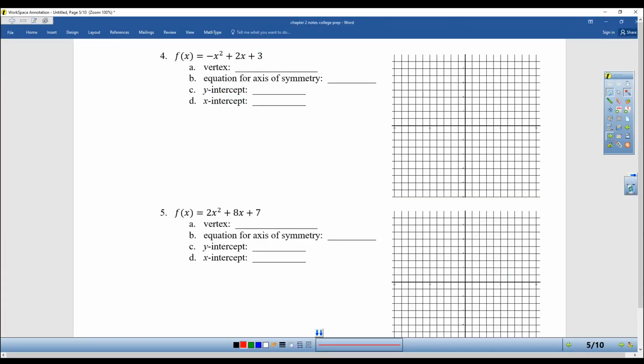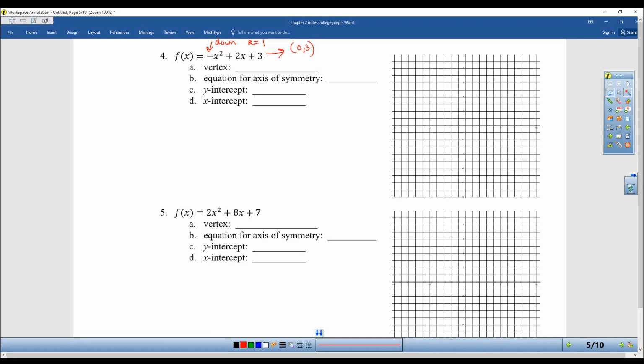So we're back to standard form. I can tell a couple things really easily. I know the parabola is going to be going down. I know that a is equal to 1, so I can use my parent graph. I love standard form for the y-intercept. When x is 0, it's going to be 3. So I've got a lot of information already.